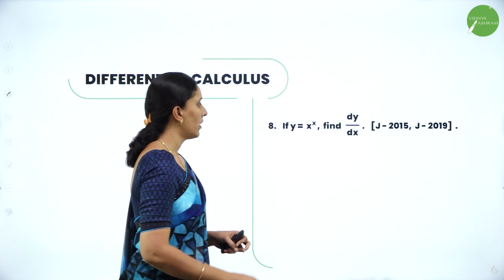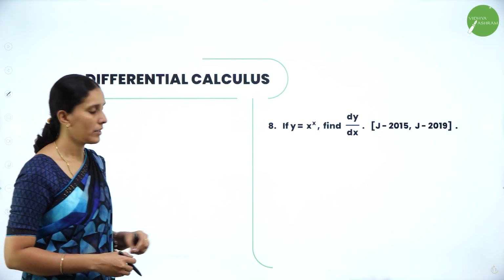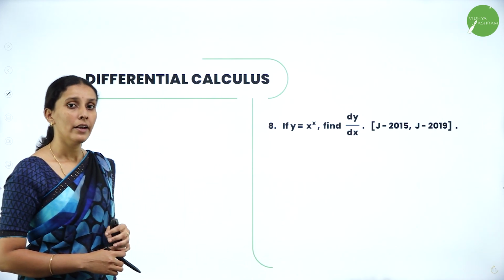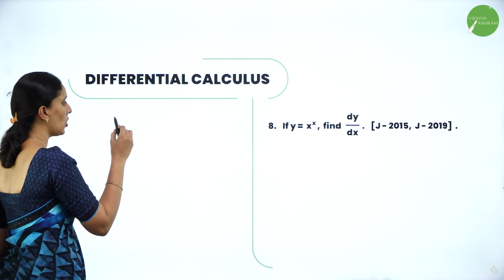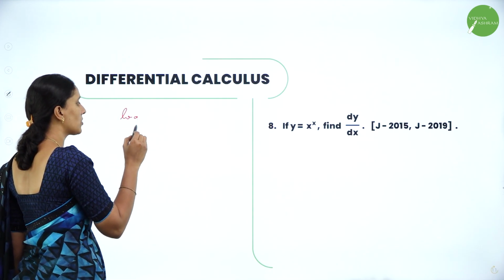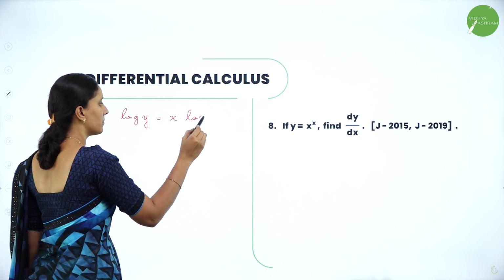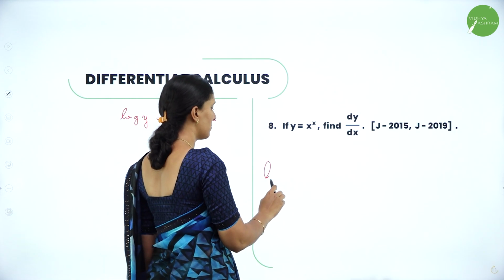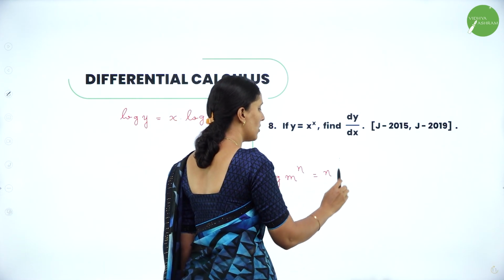Next, if y is equal to x power x, find dy by dx. So when the power is also a variable, we'll use logarithmic differentiation. So let us apply log on both sides. Then we'll get log y is equal to x into log x. Because we know that log m to the power n can be written as n log m.